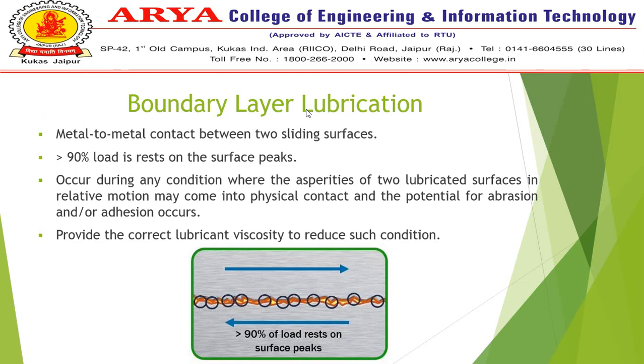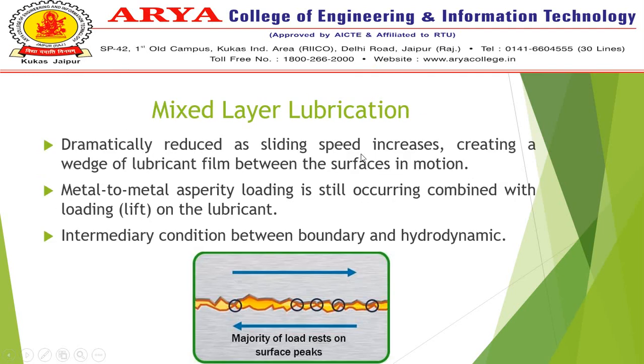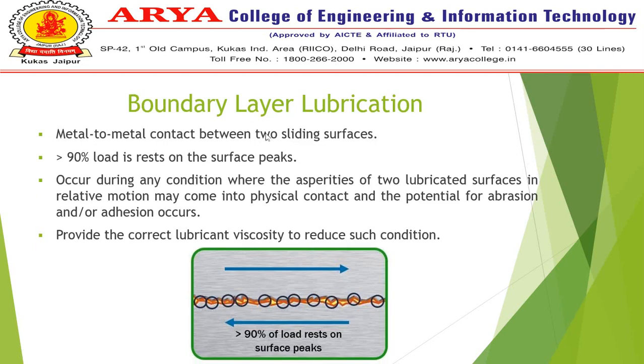So first of all, the boundary layer lubrication. The boundary layer lubrication has metal to metal contact of two sliding materials. Here the most important term to notice is the sliding of two materials. What are the characteristics of boundary layer lubrication? 90% of the load rests on the surface peaks. Peaks and valleys we have discussed already. It means the load is very high between two mating surfaces while they are sliding at very slow speed.